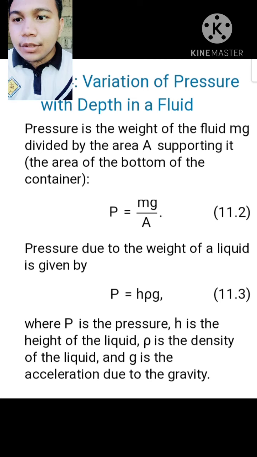Variation of pressure with depth in a fluid. Pressure is the weight of the fluid, mg, or mass times gravity, divided by the area A supporting it, the area of the bottom of the container. P is equal to mg over A. Pressure due to the weight of a fluid is given by P is equal to hρg, where P is the pressure, h is the height of the liquid, ρ is the density of the liquid, and g is the acceleration due to gravity.